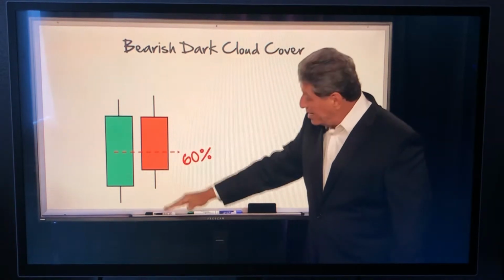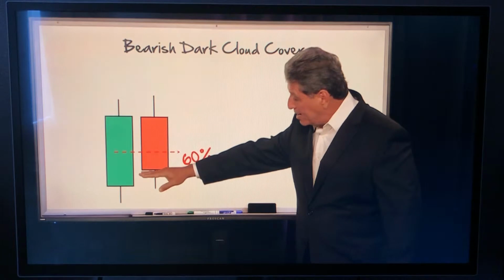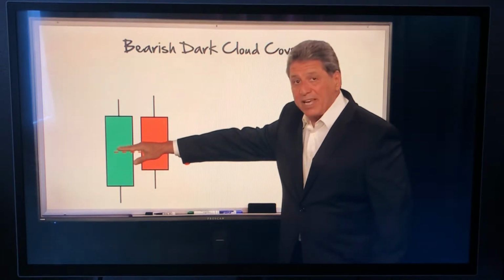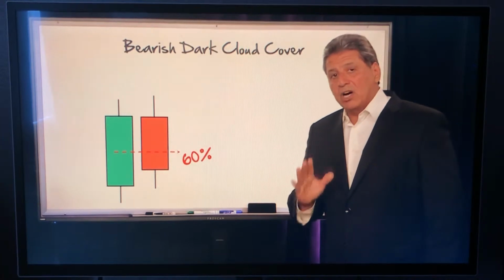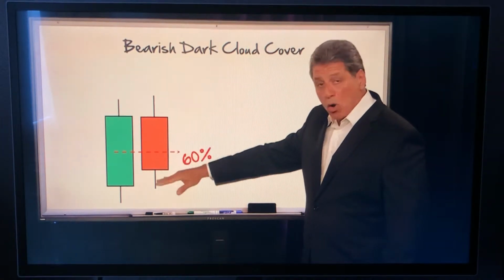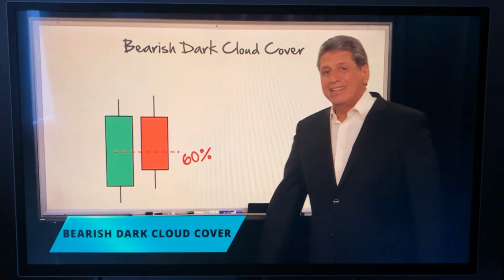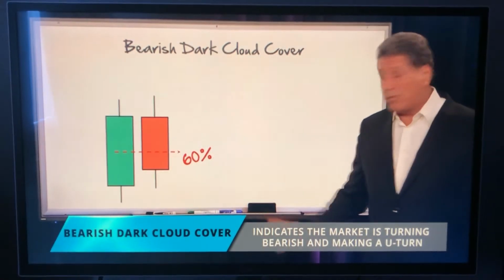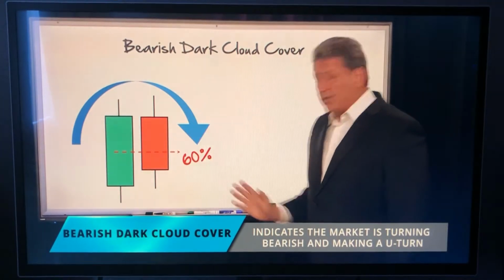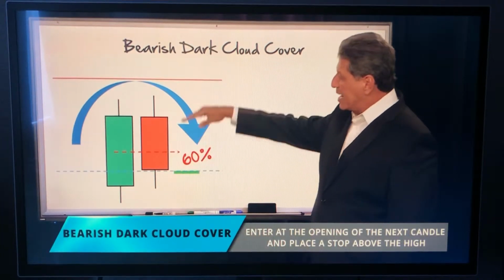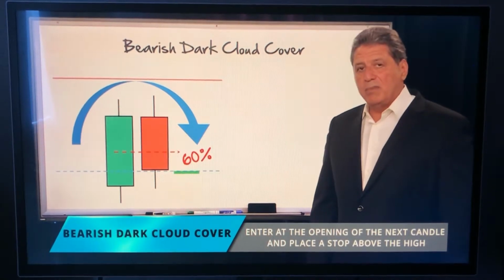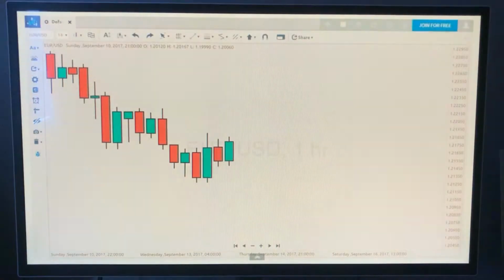You have the bears come in, take control. They take the candle lower than 50% of the previous candle. As a matter of fact, to have this be a valid dark cloud cover, the market needs to come more than 60% and close. This is a signal to the trader the market's getting ready to go bearish. It is a U-turn. How do you trade it? Just like you do all the other ones. You enter the market at the next candle, place your protective stop loss order above the high with anticipation of the market going south.